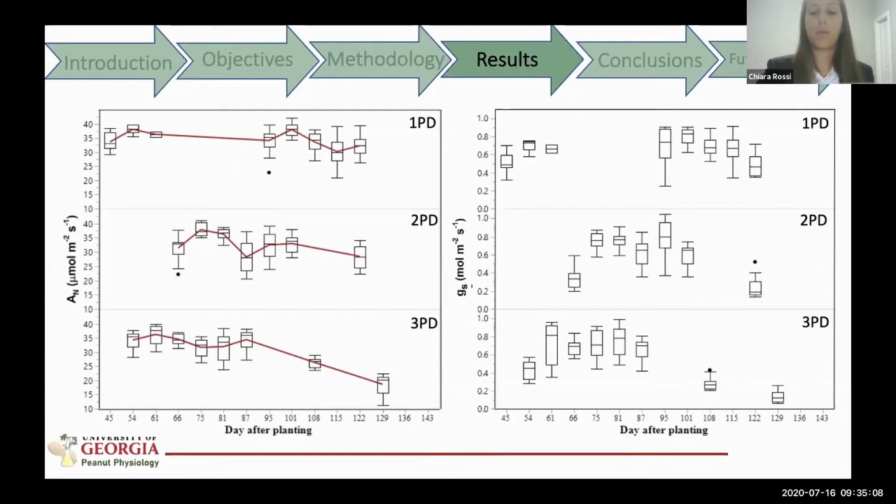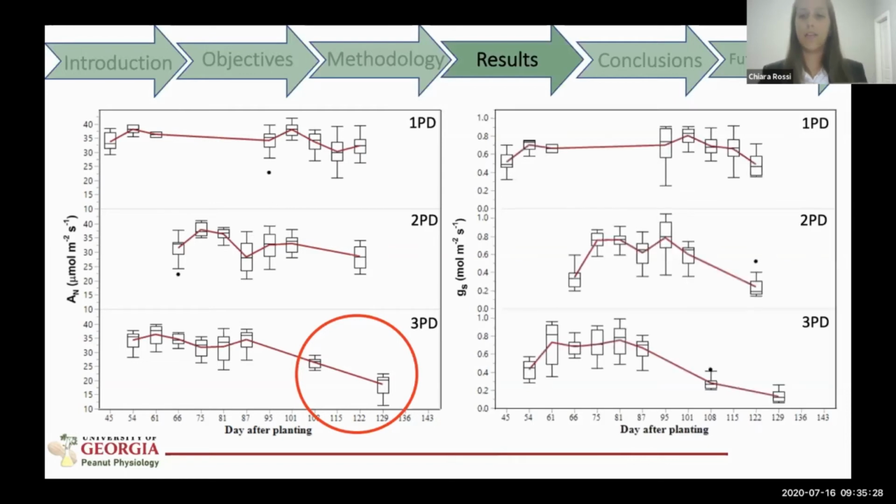But very important, we can see that at the end of the third planting date, the value for net photosynthesis decreased. And this, as I mentioned before, is related to the drop in temperature at the end of the third planting date. On the right, we can see the graph related to stomatal conductance.